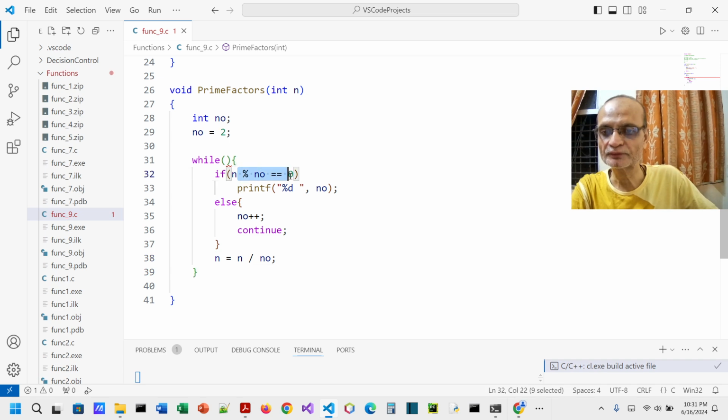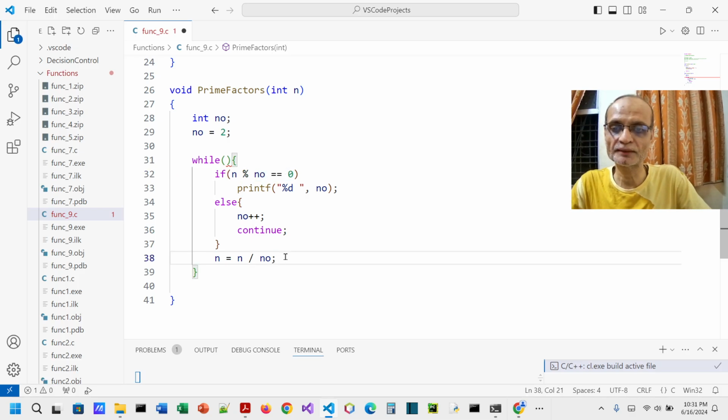However, when the remainder is 0, that means it's a factor, so at that time we should divide it, and that's why n is equal to n by no. If the number were 48, then it will become 24, then 12, like that it will keep on continuing. That's what I'm trying to tell you. So n is equal to n divided by number.